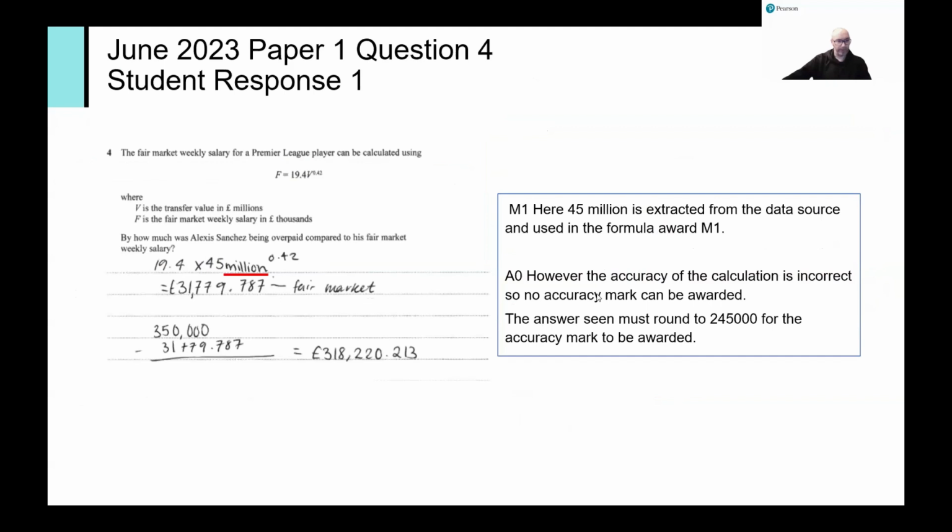Now, in this response, they've written the figure 45, but then written the word million. So they have extracted it correctly from the data source. So it was deemed that that was allowed. So they allowed the method mark for writing 45 with the word million. However, the accuracy mark was not given. The answer needed to round to 245,000.